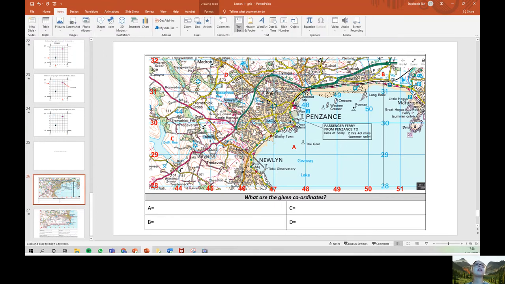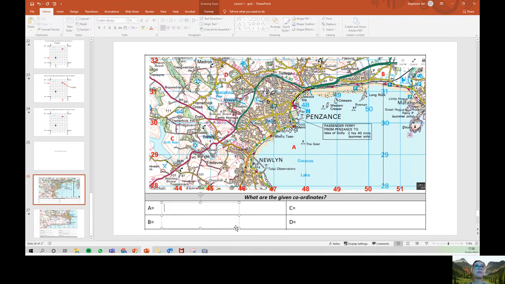So let's write these in before we forget them. So for A, it was 476292. And for B, it was 505315. Okay, now if you're doing this on paper, it's really helpful to get a ruler out and draw these lines so that you're not just estimating it. Okay, now let's do C together.